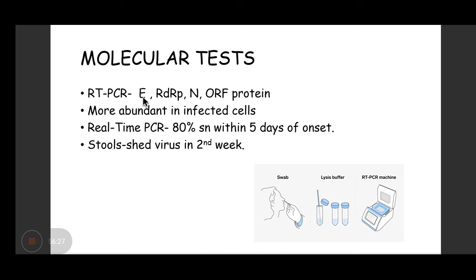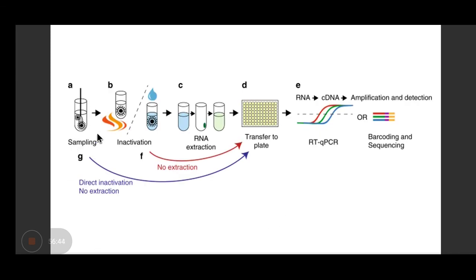They detect the E gene for envelope protein, RdRp, nucleoprotein, or ORF region. Real-time PCR has 80% sensitivity within 5 days of onset. So sample is collected in VTM, then we extract RNA from that sample, and then we put it on RT-PCR and we look for the fluorescence. If the sample is positive for coronavirus or for any other virus, this RT-PCR procedure is same, only the primers are different. So if it is positive, it will give a curve of fluorescence.